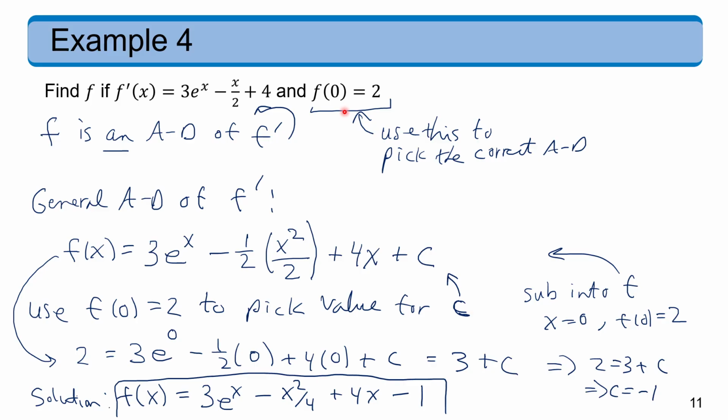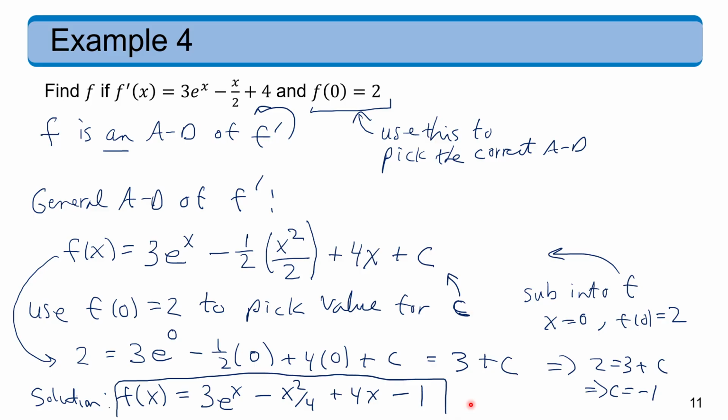Then we can check to make sure f of 0 equals 2. So just plug 0 into this formula, see what you get. Hopefully you get 2. E to the 0 is 1, so this first term is 3. Minus 0 plus 0, minus 1. So altogether, 3 minus 1 is 2, and it worked also.